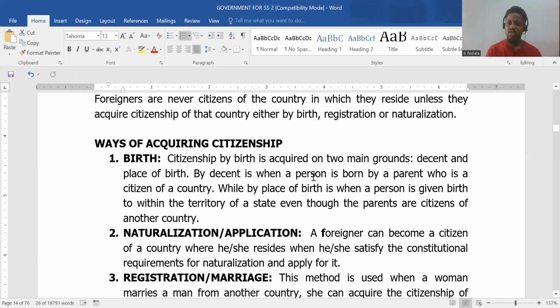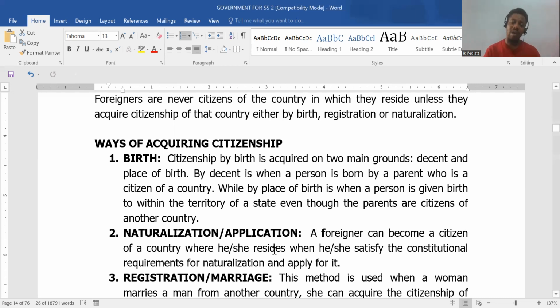So by descent is when a person is born to a parent who's a citizen of a given country. Or place of birth is when a person is given birth to within the territory of a state, even though the parents are citizens of another country. So your parents can be Nigerian by descent because they were born there, and you are a citizen by birth because you are born in a given country, different from your parents' place of birth, right?